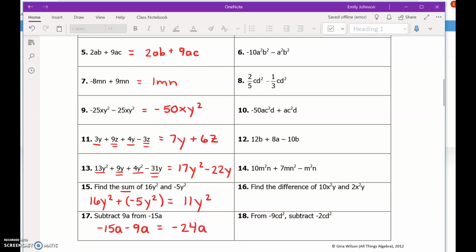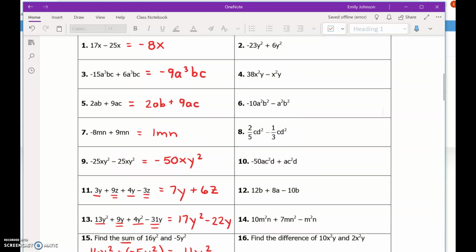So hopefully this concept's making sense. As I said before, it's this concept of combining like terms. If the letters and exponents match, you can add or subtract the coefficients. If you'd like to pause the video here, you can, and you could work through the even column on your own. I am going to, in just a matter of seconds, go over to that even column, and I will fill in the answers on that even column for you as well, so you can make sure you did them correctly.